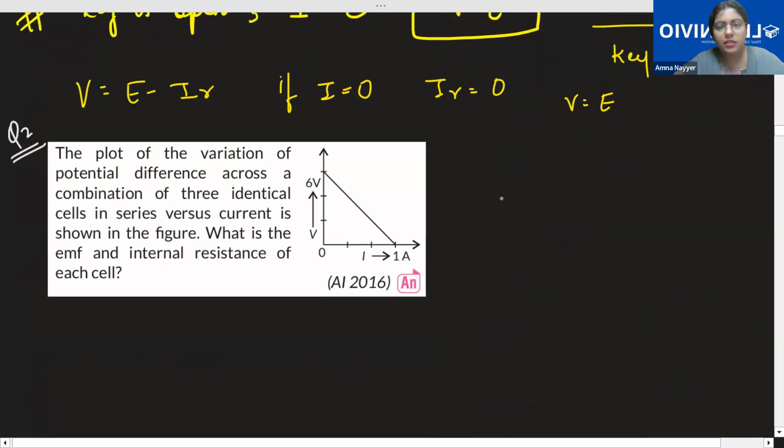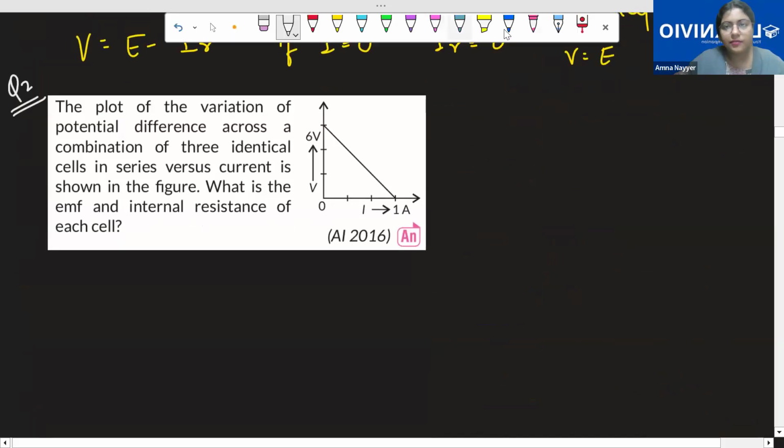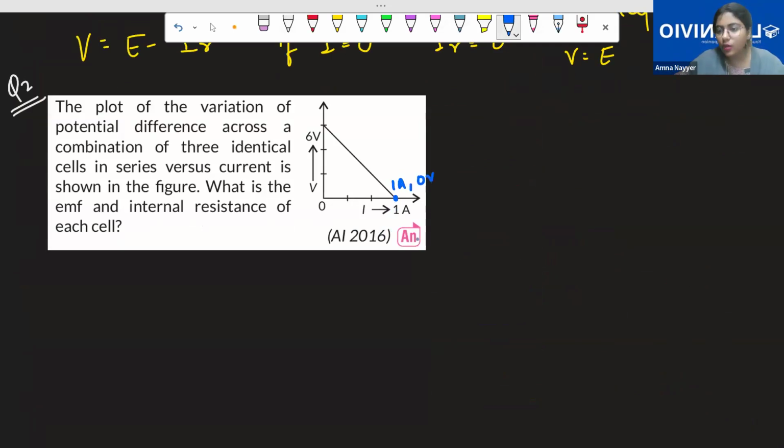Now this part I'll tell you. If I give you this graph, at this point, current is 1 ampere, but voltage is 0 volt according to the axis. Similarly, at this point, this is 6 volt, but current is 0 ampere because x-axis coordinates are not there. This says that plot of variation of potential difference across a combination of three identical cells in series versus current is given. What is the EMF and internal resistance of the cell?